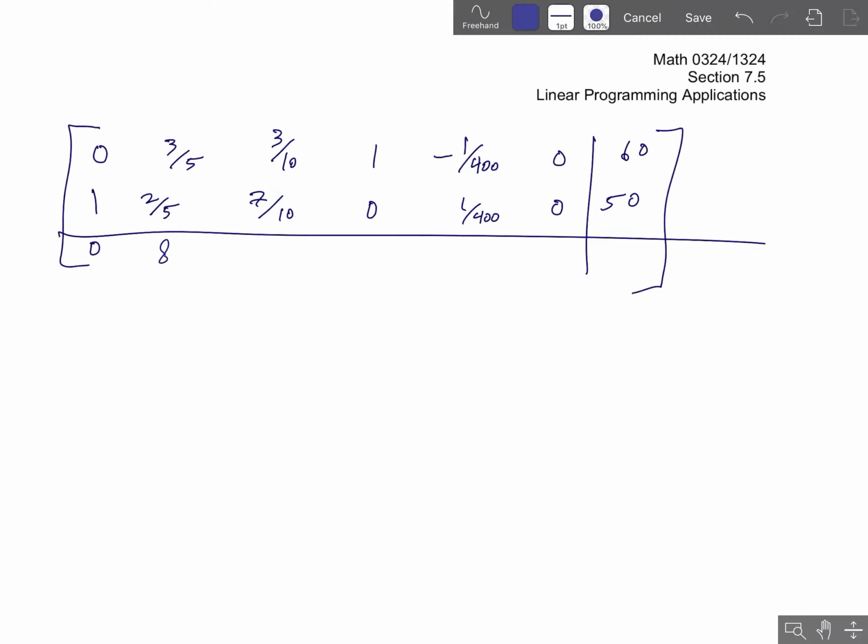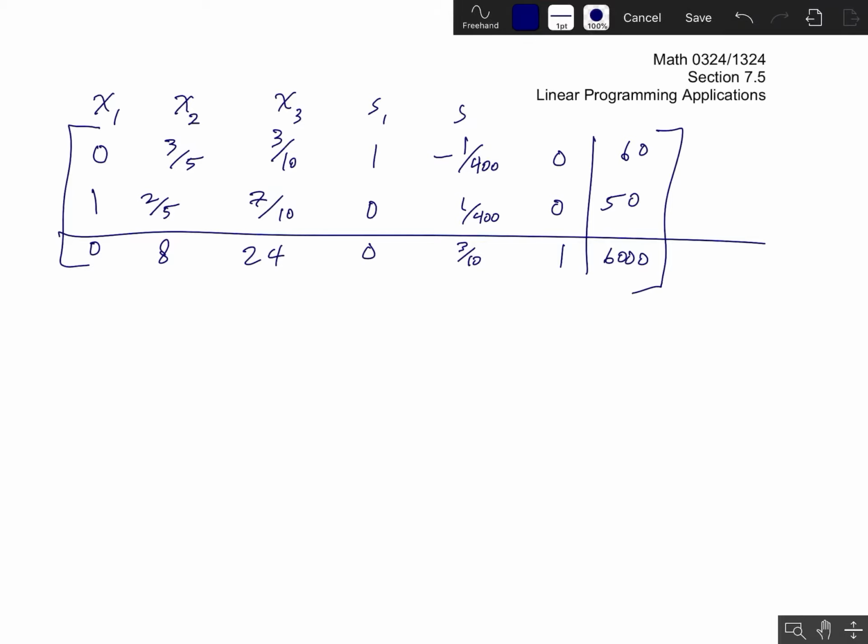And then the new bottom row is going to be 0, 8, 24, 0, 3/10, 1, 6,000. So we would continue repeating this procedure until we had eliminated all of the negative indicators, but thankfully that's already happened. So even though we started with 3 negative indicators, our first step managed to get rid of all of them. So now we don't have to do any further pivoting. We don't have any negative indicators remaining, so now we just need to read off the solution because we know that this simplex tableau corresponds to the optimal solution.